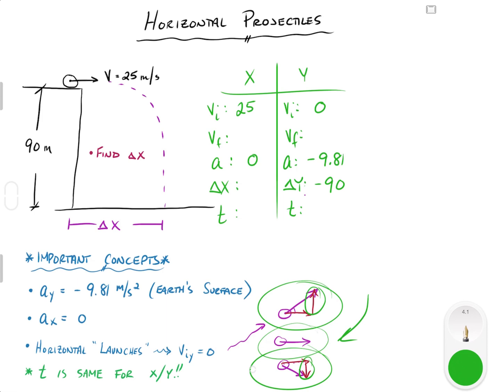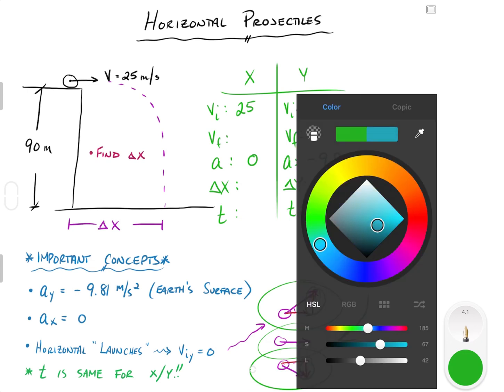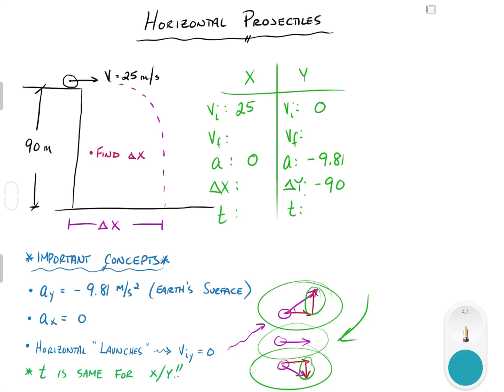All right, back to the problem. I've got 3 variables on the y side, 2 variables on the x. That means the y side's probably a good place to start. I could find the final velocity, but that's the one I'm not really concerned about for the moment, because I know that time is the factor that they both share. So if I can find that, that will give me my 3rd variable on the x side.